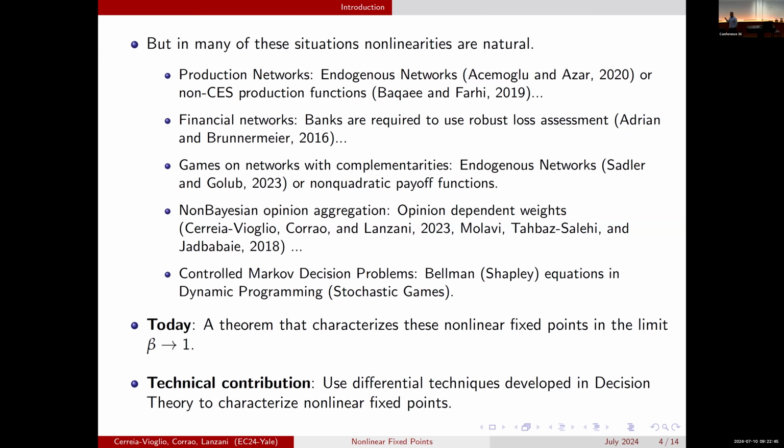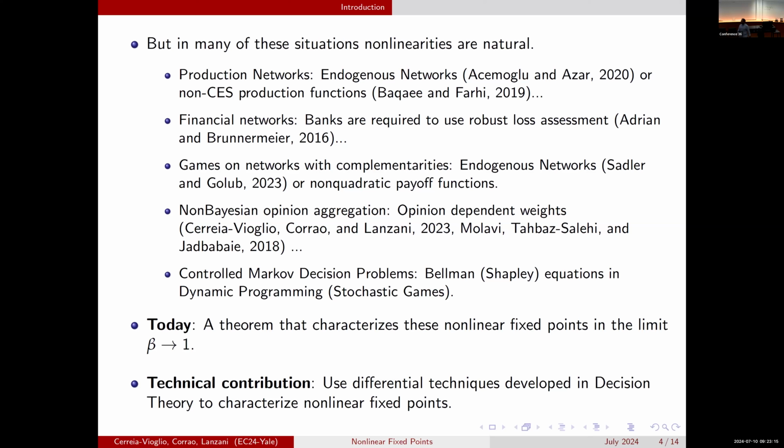For example, in models of networks, like in production networks or in games of networks, as soon as you have a payoff function, as I was saying, that is not quadratic, then the best response would be nonlinear. But even if you believe that the right loss function is quadratic, but you allow for endogenous networks, so meaning that these agents or these firms not only are choosing the actions or the inputs, but also the connection with other firms and players, then the fixed point equation becomes inherently nonlinear.